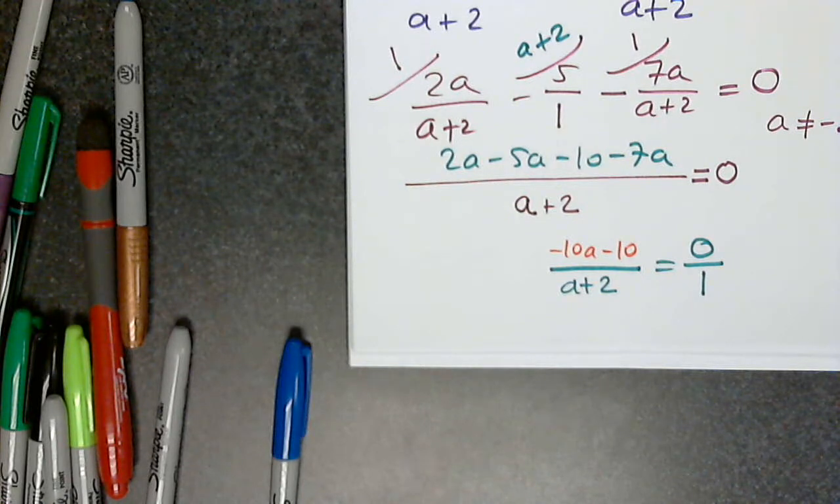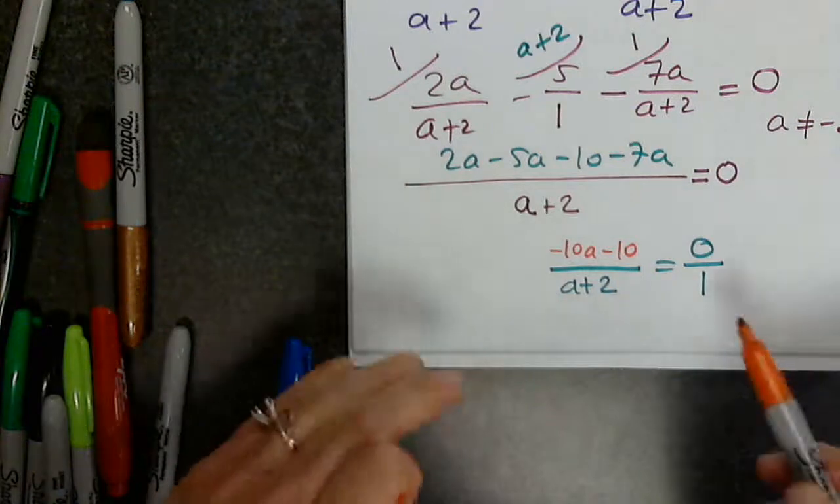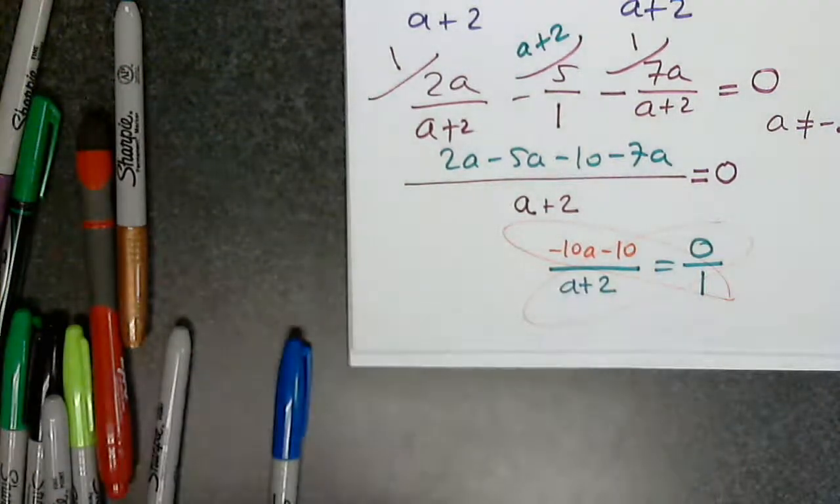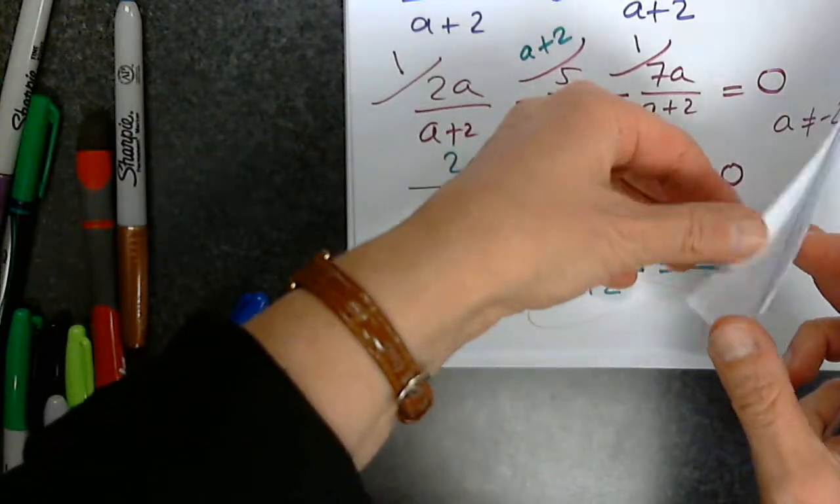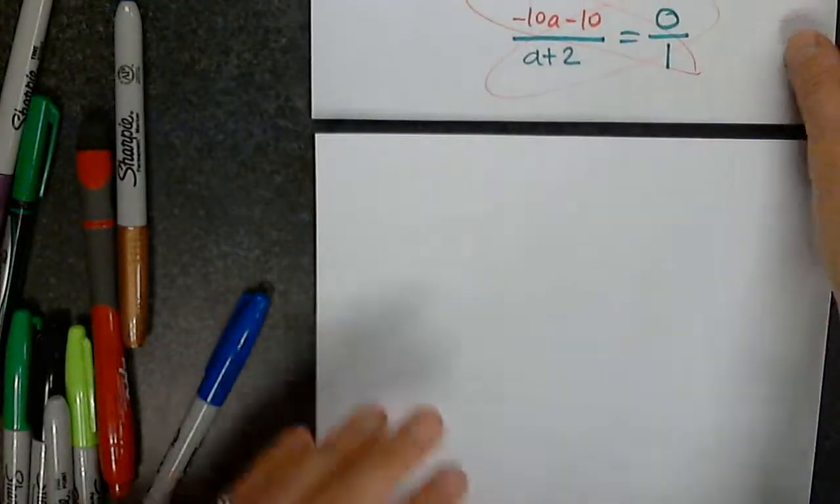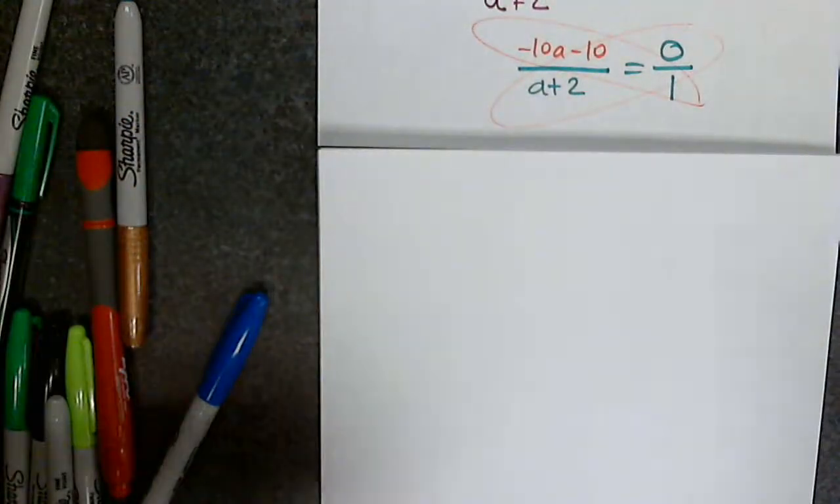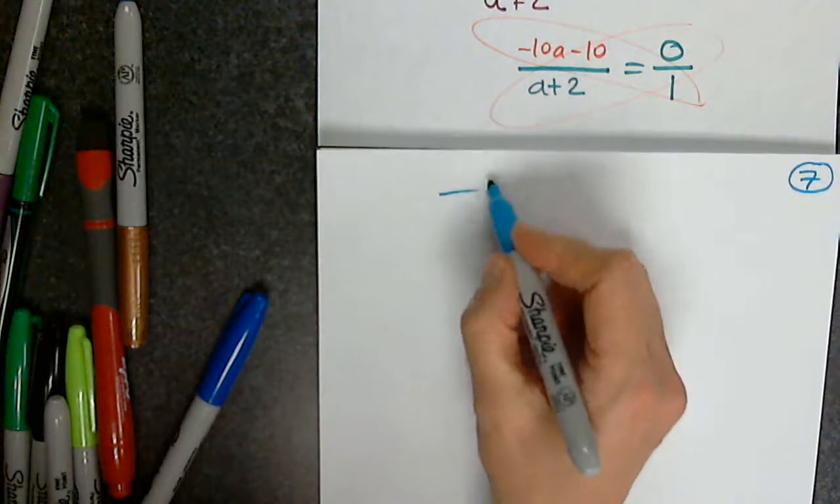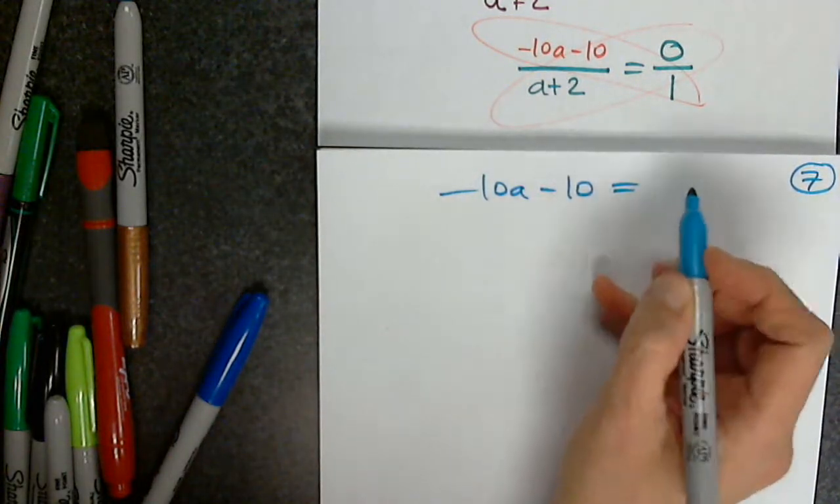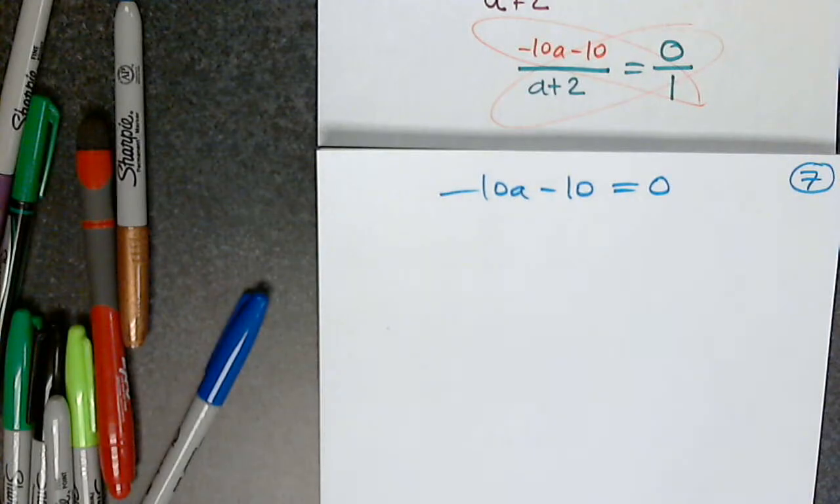So 2a minus 5a is negative 3a. Negative 3a minus 7a is negative 10a. And then I have a free term of negative 10. Now I'm ready to cross multiply. What do I get when I cross multiply? Negative 10a equals. Excellent. That's why I like having 0, because then it simplifies a lot.